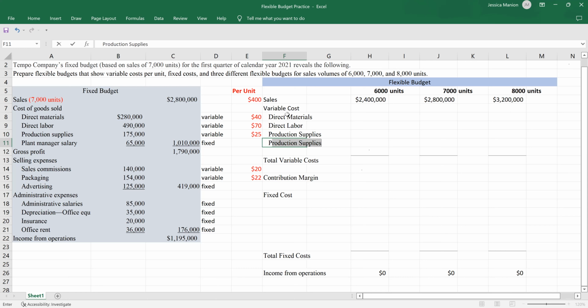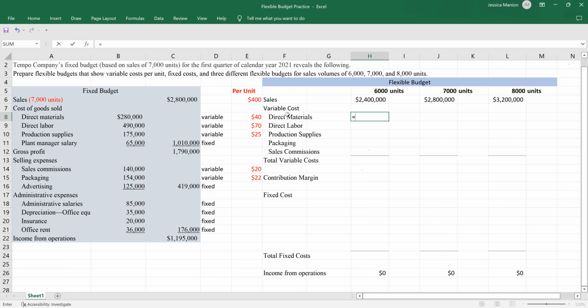Then we have packaging. And then we have sales commissions. Okay, so now we have them listed. We can go ahead and start filling in our numbers here.